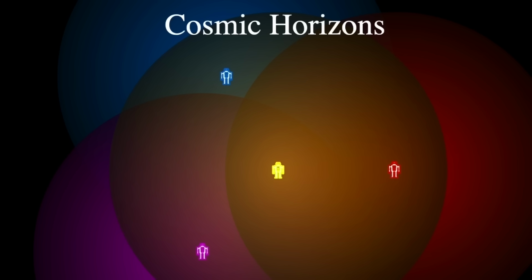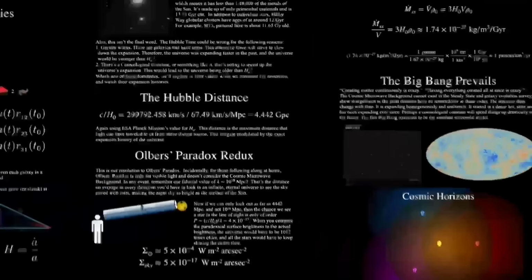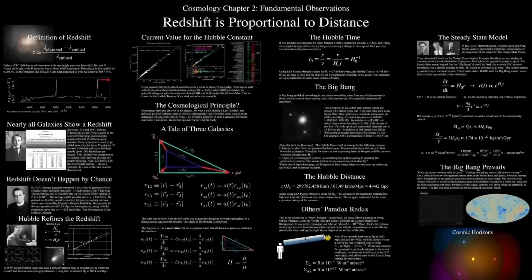And every single observer has their own particular cosmic horizon. And that is a direct result of the cosmological principle and the homogeneous and isotropic expansion uniformly for all observers throughout the entire universe, which would be observers even outside of all of these horizons that we see in this diagram. All right, so what we've got here is a summary of the nature of redshift.